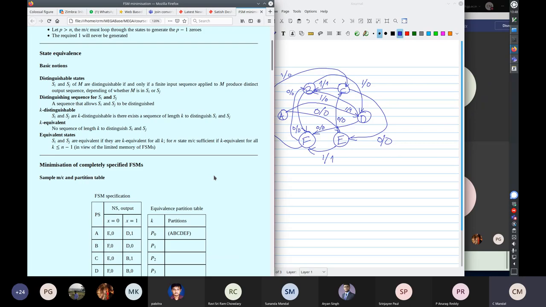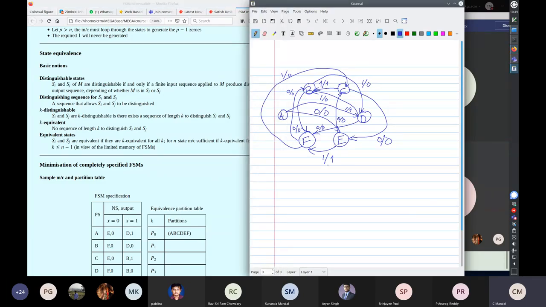So let us consider some basic notions of state equivalence. Two states, Si and Sj of M, are distinguishable if and only if a finite input sequence applied to M produces distinct output sequences depending on whether M is in Si or Sj. So basically you have a machine in which you have got two states, Si and Sj.